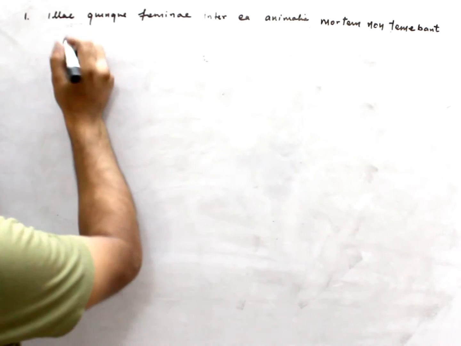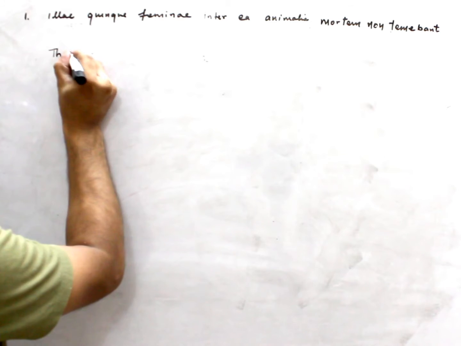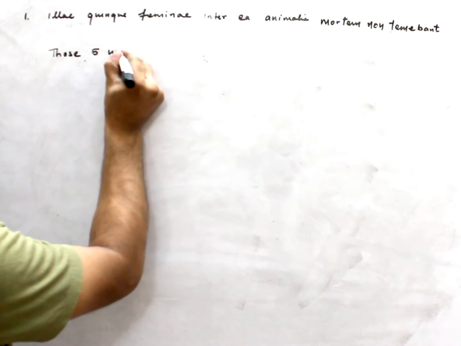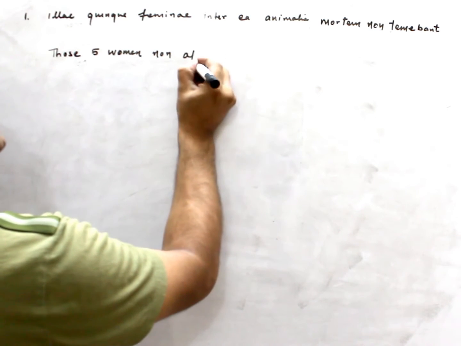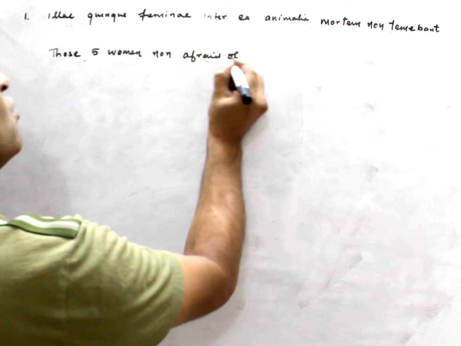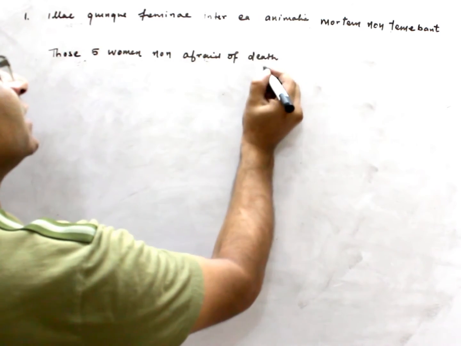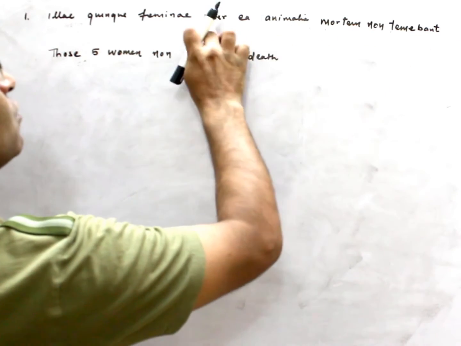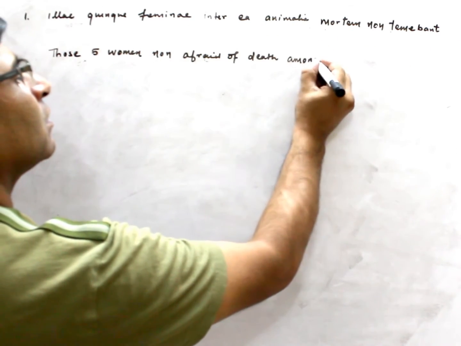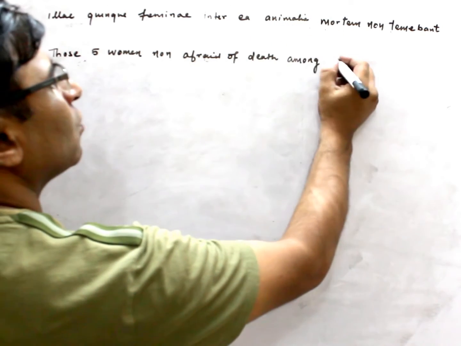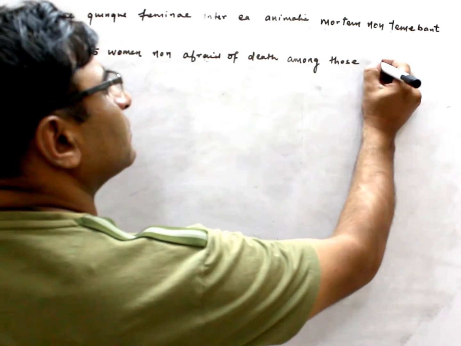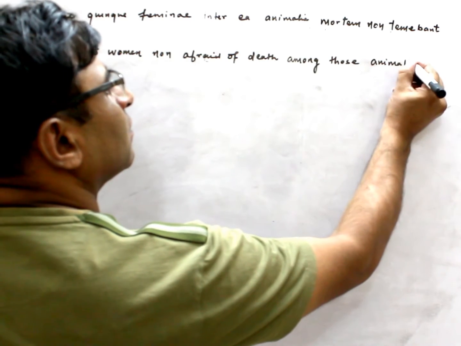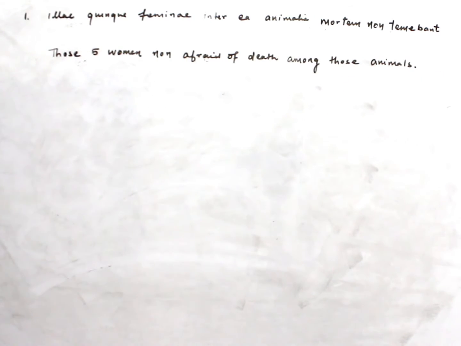Mortem is the death. So illae means those, 5 women, not afraid of death. Up to this part we have done. Now inter means among. Ea means those. Animalia is animals. So those 5 women were not afraid of death among those animals.